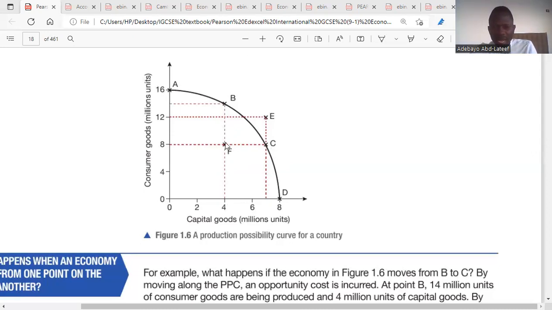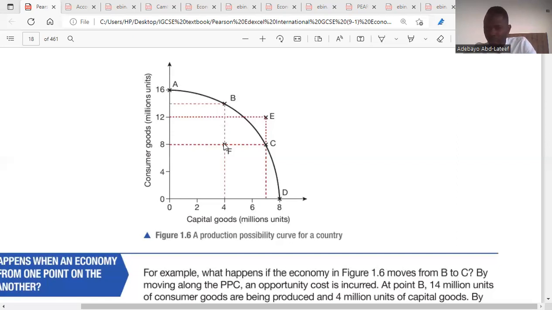Then point F. At point F, this economy will be producing 8 million consumer goods and 4 million capital goods. But at this point in time, resources are not fully utilized. Do you know why resources are not fully utilized at point F? Because it is inside the PPC. It is inward. The PPC is out. So if it's at point F, it means this economy has not fully utilized its resources. There are some resources that are unemployed.